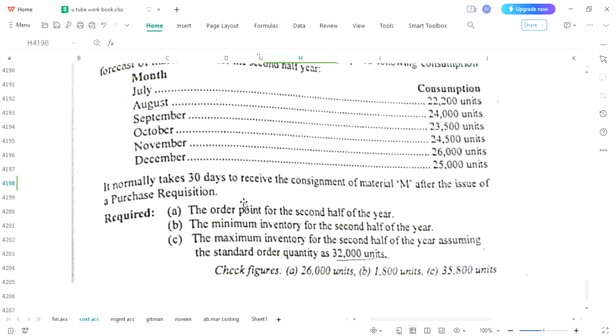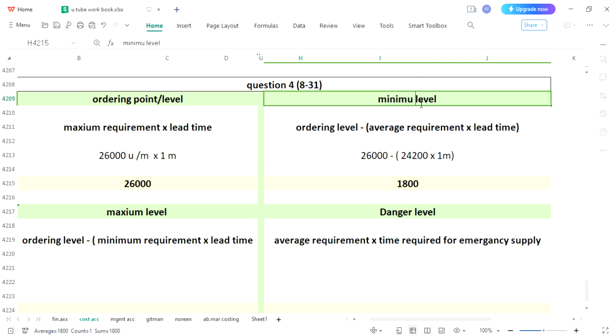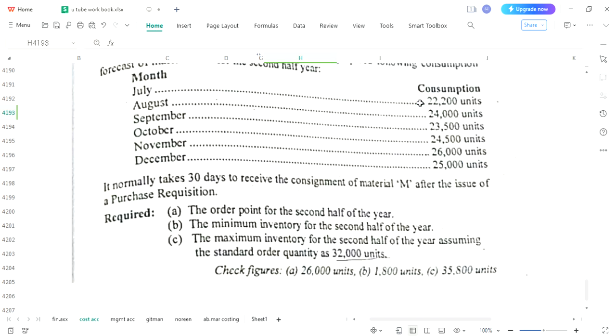And as you can see, your minimum requirement was second, and the second answer is 1800 units, and our answer is also 1800. In this way, the minimum level has also been calculated. I just saw that one was missed. Alright guys, now we will see what the next requirement is, that is maximum inventory.